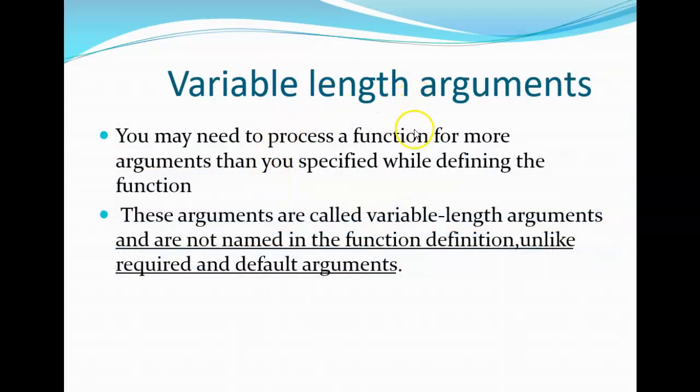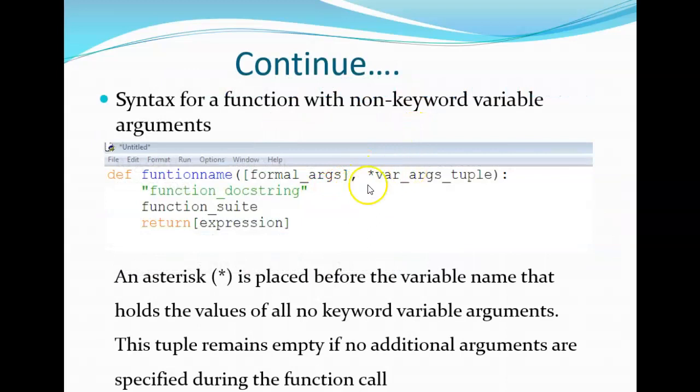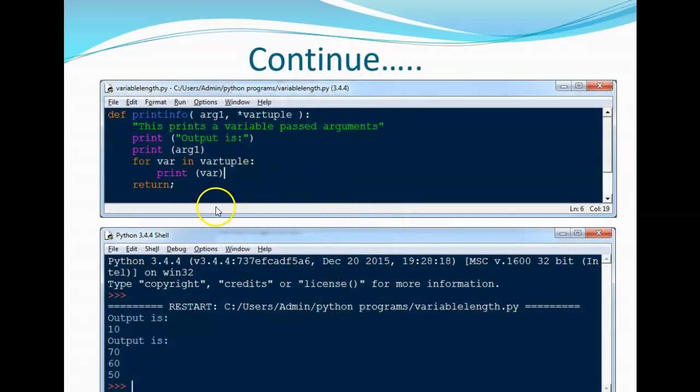In the same way, variable length arguments. Actually, there is a provision for variable length arguments. I mean, you don't know how many arguments the end user is going to give to the function. Obviously there is a mechanism where you can add these variable arguments, where you can send as many as you need. You can see that arg1, var tuple, it is a tuple value. For var in var tuple, just print.